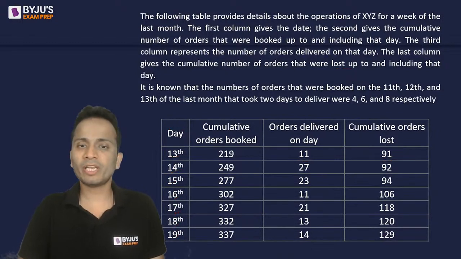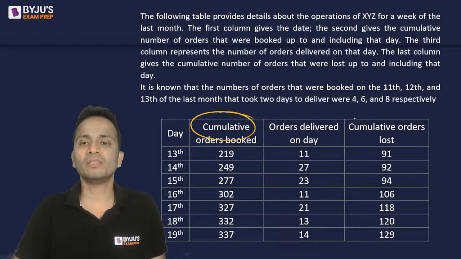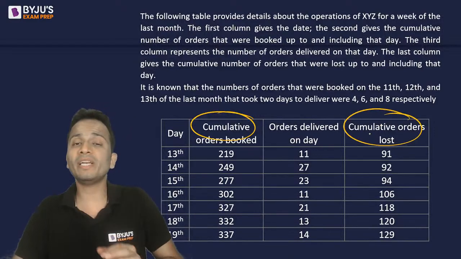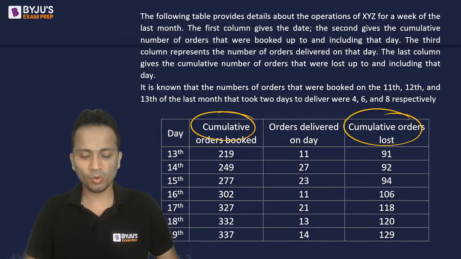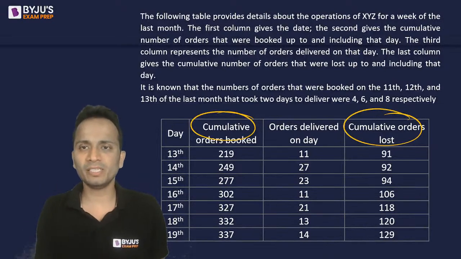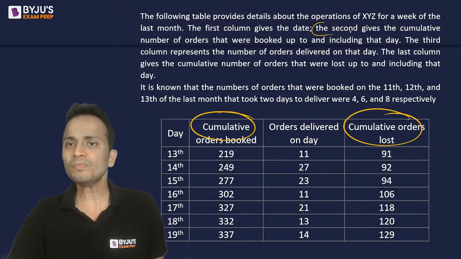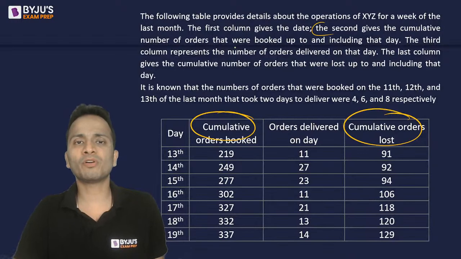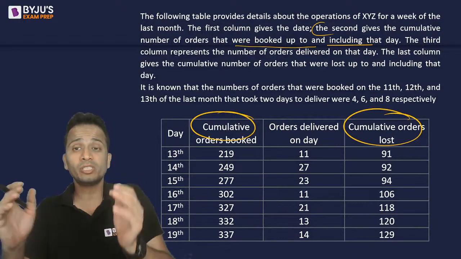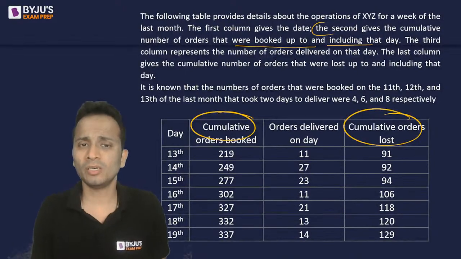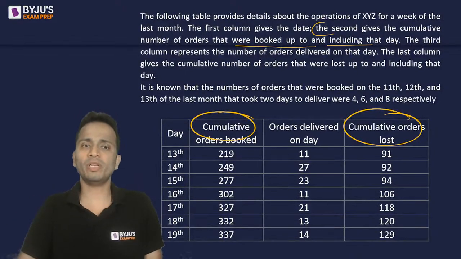Okay. Now there are two columns in this table, this and this, in which cumulative numbers are given. What is cumulative? It is clearly explained, right? So the second gives the cumulative number of orders that were booked up to and including that day. So उस दिन तक जितने भी total orders book हुए हैं, this is what cumulative means.